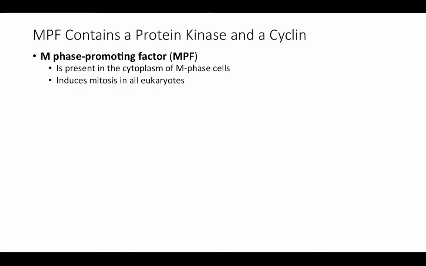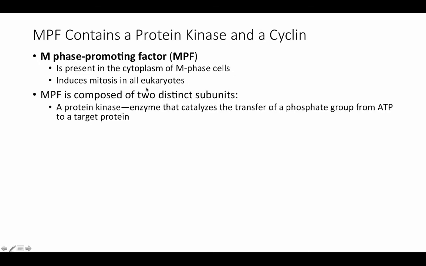The signal that tells the cell to go ahead and go into mitosis is something called an M-phase promoting factor, MPF, also known as a maturation promoting factor, also known as mitosis promoting factor. MPF stands for all of those. So this is present in the cytoplasm of M-phase cells, and it induces mitosis in all eukaryotes. So the MPF is composed of two distinct subunits. One is a protein kinase.